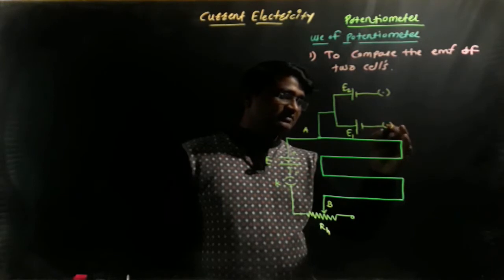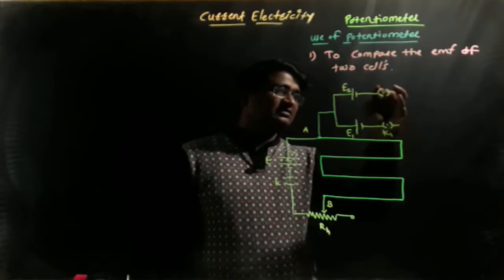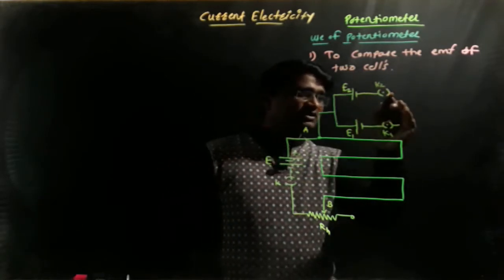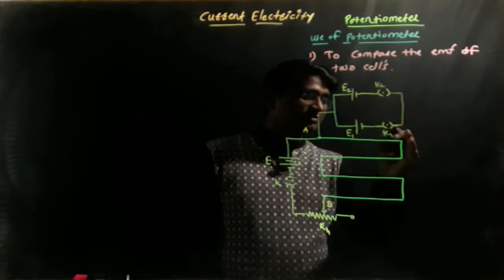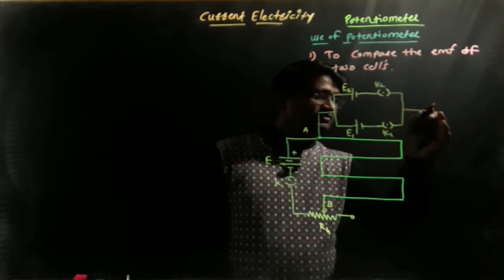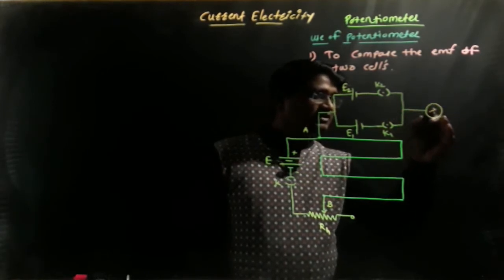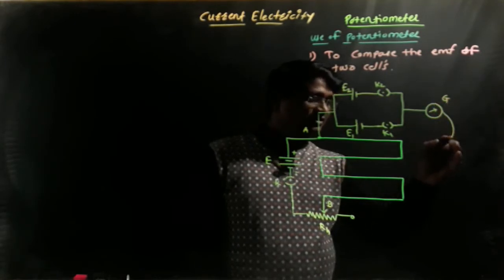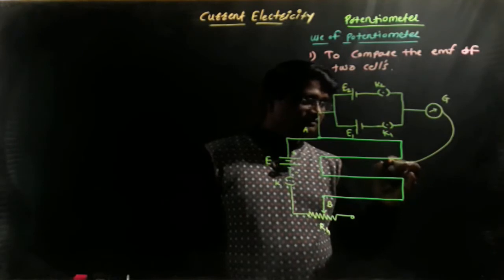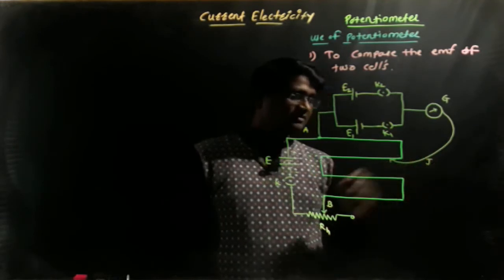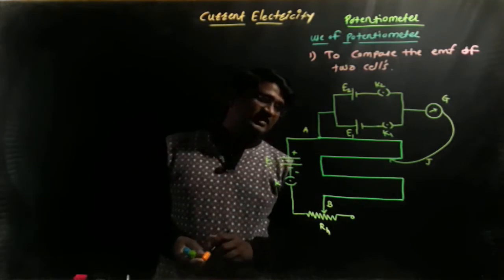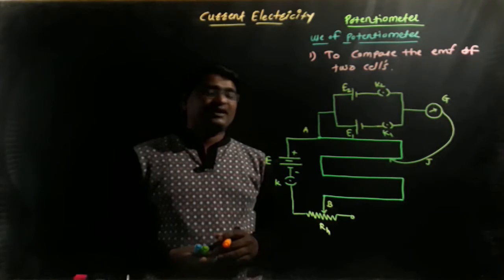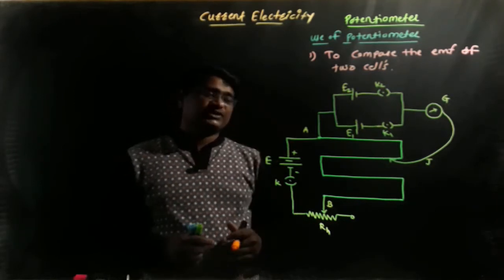So this is a one way key. This is denoted by K1, and let's see, this is K2. So K1 and K2, and their common terminal will be connected to the galvanometer, whose resistance will be denoted by G, and another end of the galvanometer is connected to the jockey. Okay, so this is denoted by J. So this is the very easy circuit diagram for when we compare the EMF of two cells by using potentiometer.